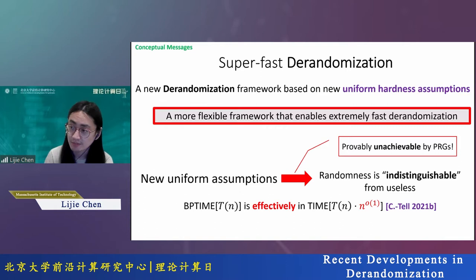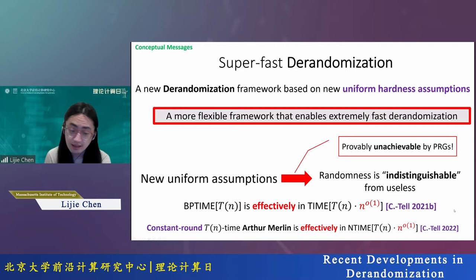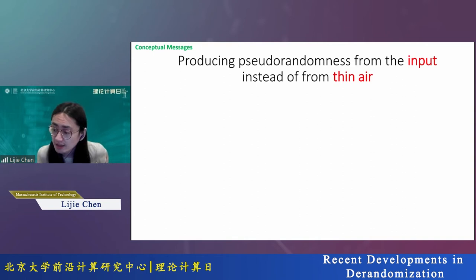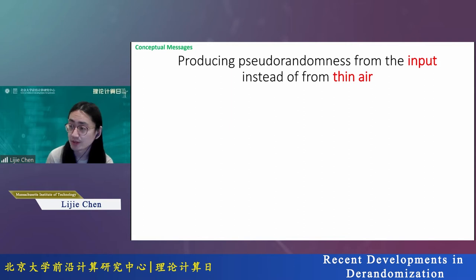And we also get a similar thing for constant round T(n) time interactive learning protocols. That is, they are effectively in non-deterministic T(n) time with some polynomial overhead. This is a bit more technical, and I will talk about that later. Okay, so what's the new framework I have been talking about? What's the difference between this new framework and the previous approaches?